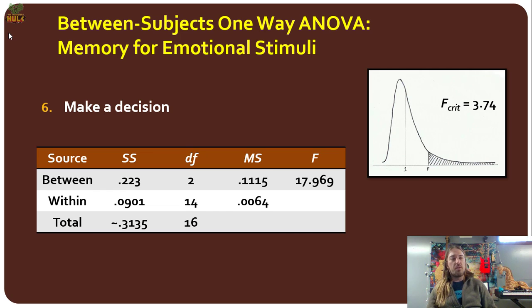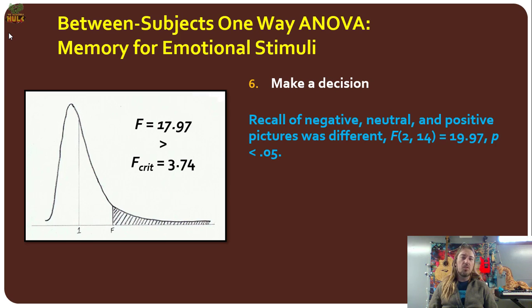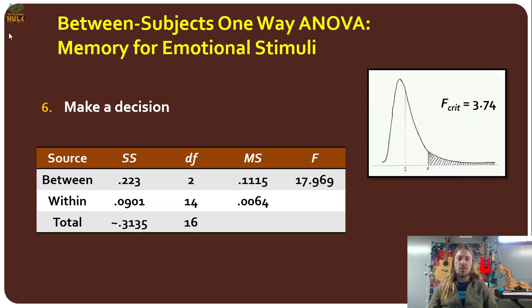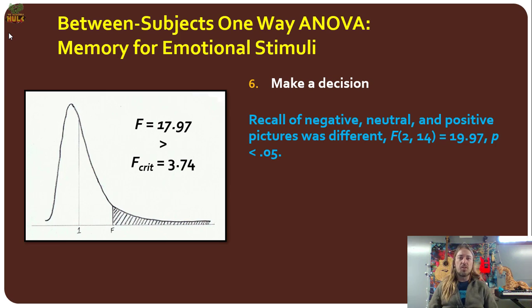Finally, we can compare our 17.969 to our critical value, 3.74, and we can determine then that it is farther into the tail. It is not likely to be due to chance alone. Therefore, we can reject our null hypothesis. We can conclude that the recall of negative, neutral, and positive pictures was different from one another on average, with an F of degrees of freedom 2 and 14 equal to 19.97, though I believe we calculated it as 17.97. Apologies for the typo there. And p less than 0.05.